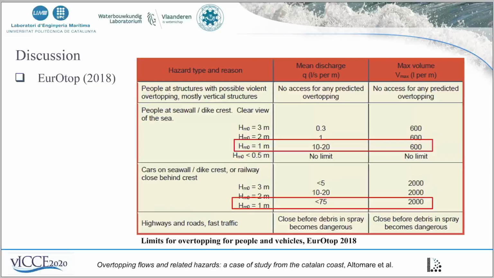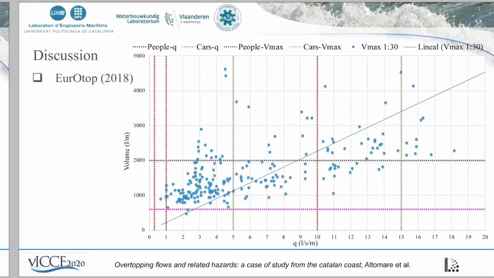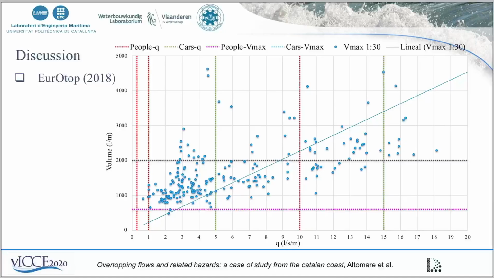Let's look again at the table from EurOtop and focus on the value of wave height of 1 meter, because it's the local wave height that we measure in our test upscaled to prototype. So we have certain limits proposed by EurOtop in terms of discharges and in terms of volume. We then plot this limit on a graph together with our data. This is the first graph that I show you.